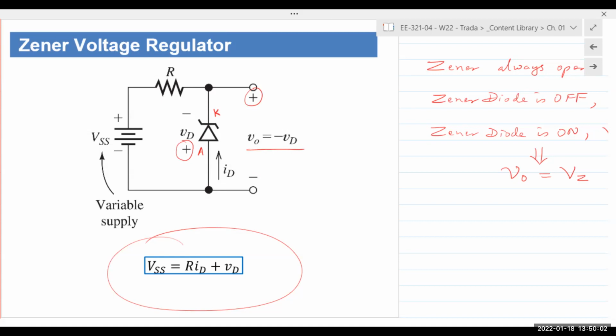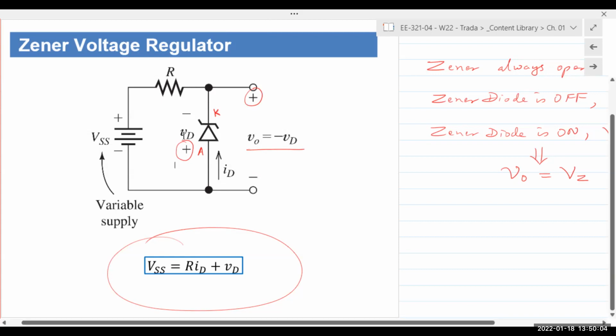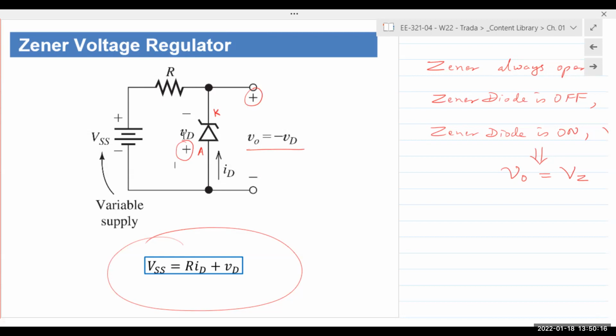So V out is basically connected across the reverse bias Zener diode. Zener diode is like any other diode. The voltage is always measured at the anode with the reference at the cathode. So VD will have a plus at the anode. V out has a plus at the top, which is where the cathode of the diode is connected. And so it's the opposite polarity of the diode voltage. So V out is minus VD. Does that make sense?